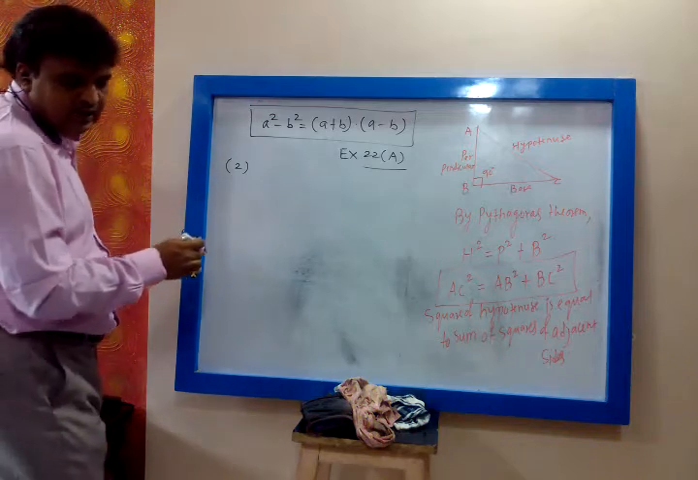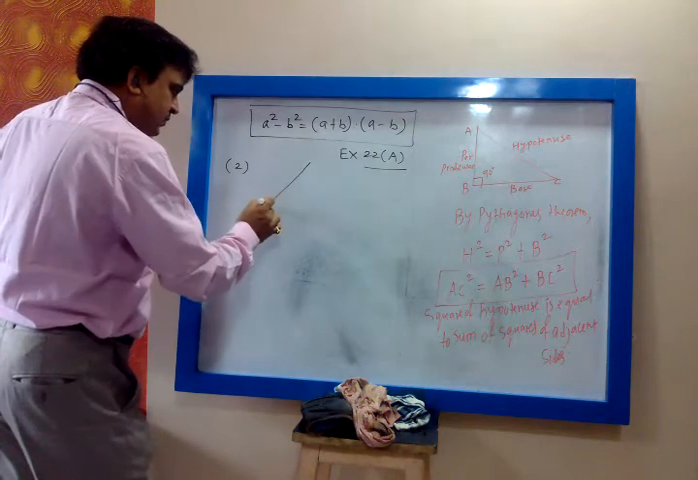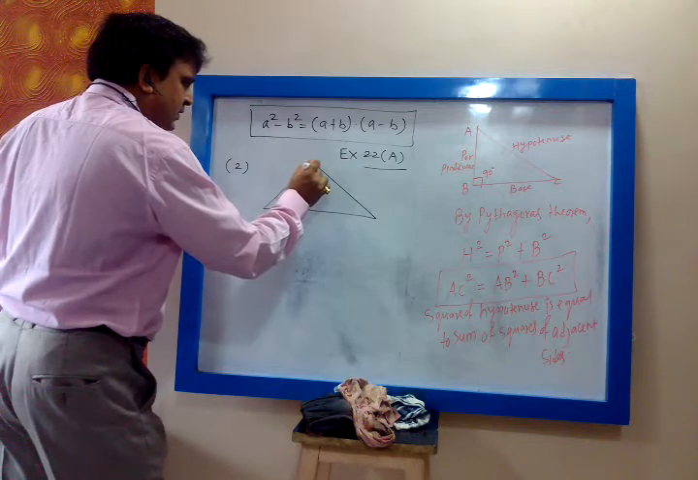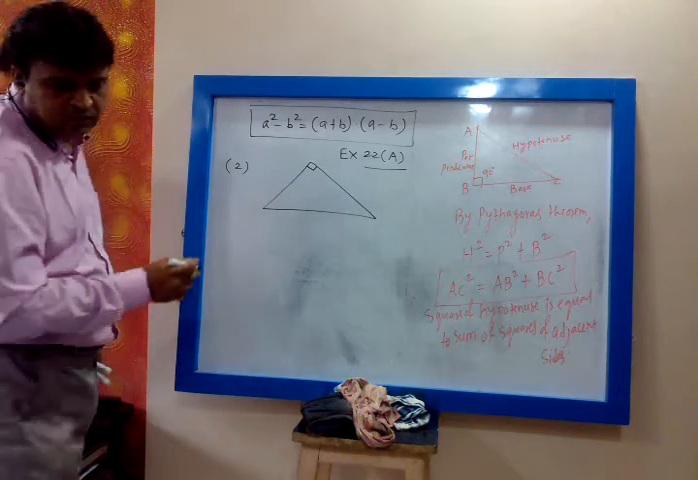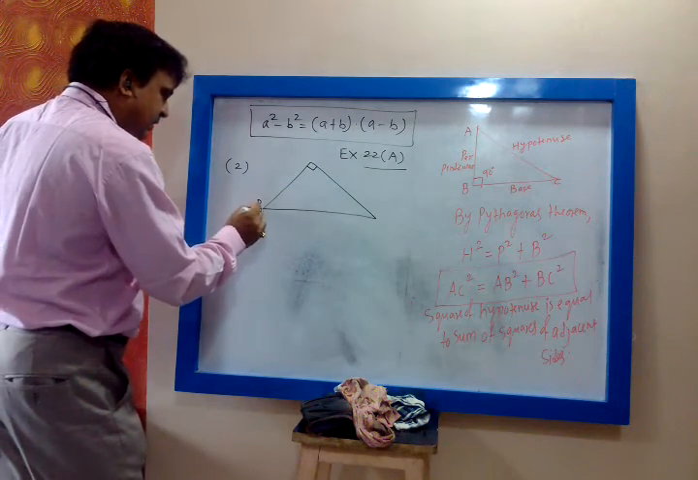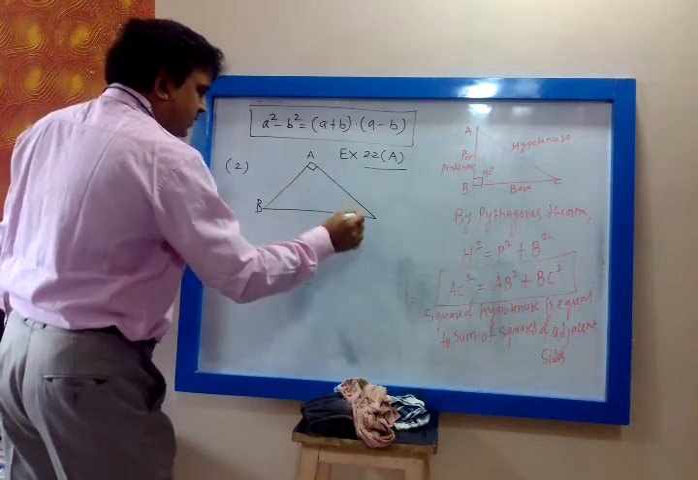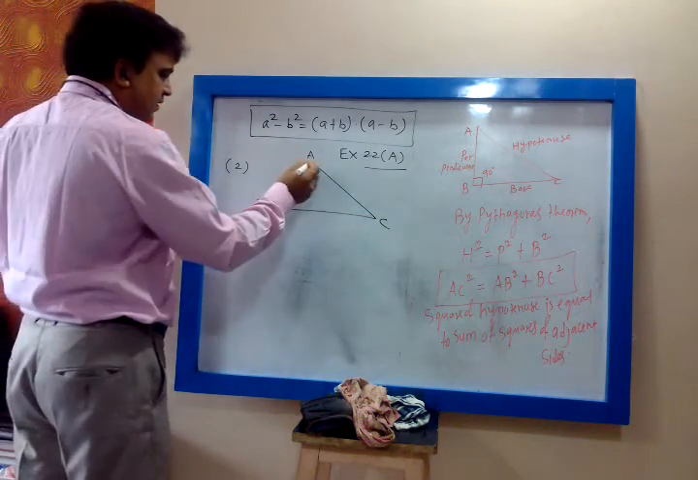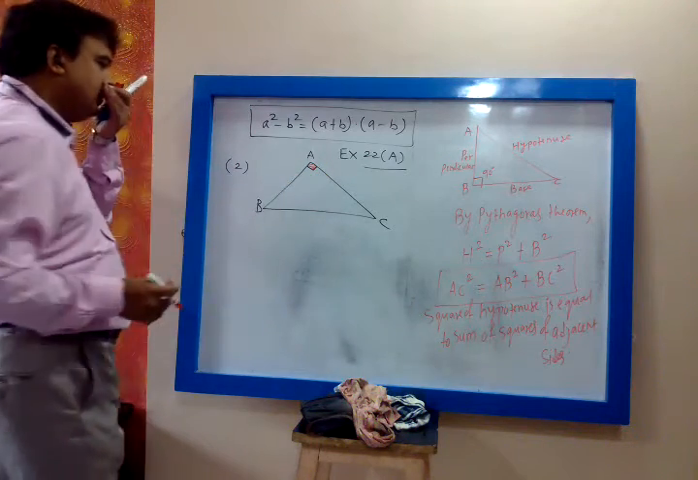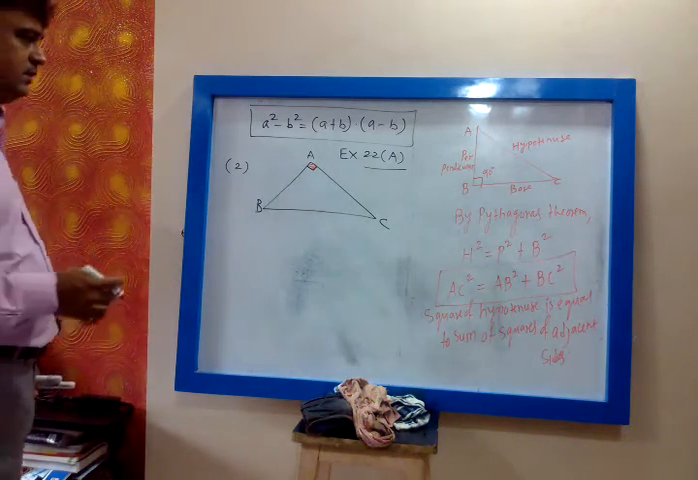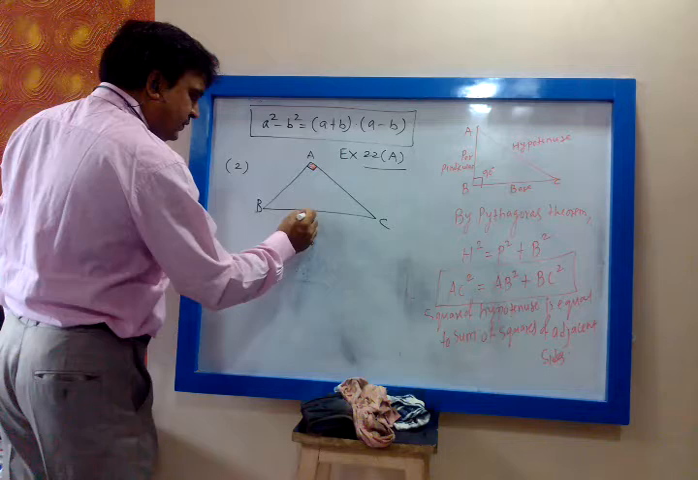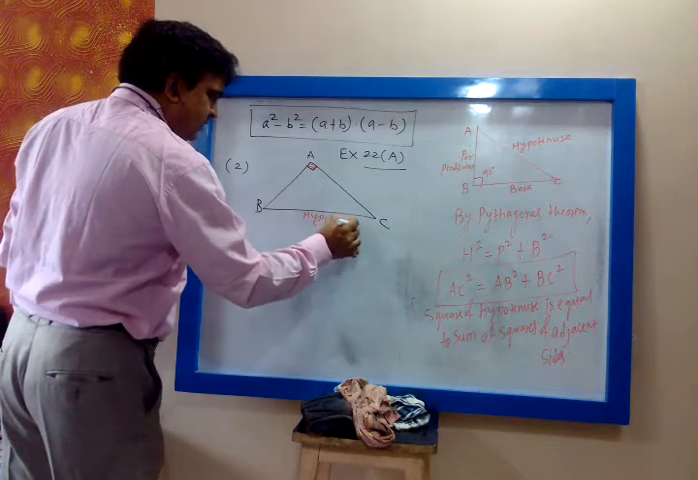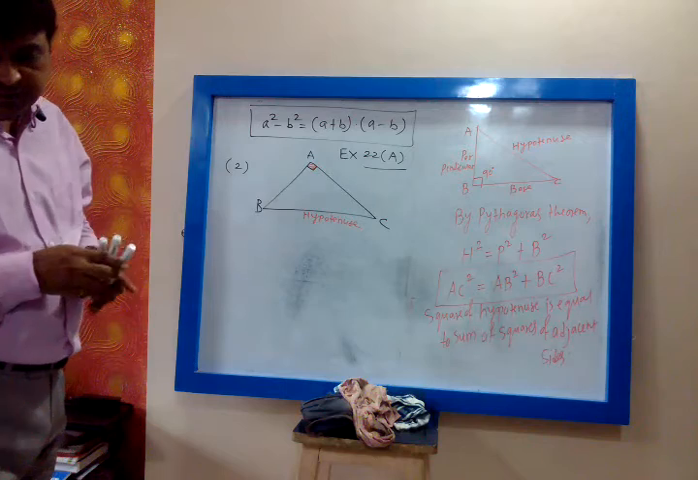Second one, BAC. Draw the diagram. Diagram is important in this. BAC. Which angle is 90 degree? Angle A is 90 degree. This you remember. Correct? So this is my hypotenuse. The opposite side of 90 degree is called hypotenuse.